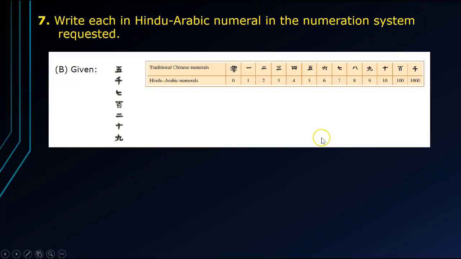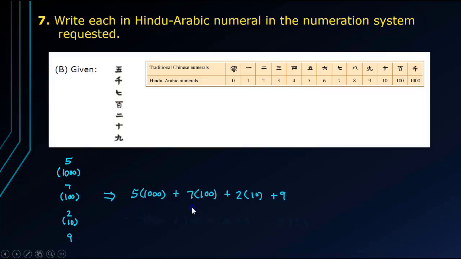Traditional Chinese, same thing. When I look at this, I have this symbol here, which means 5. This goes along with 1,000. So I have 5,000, 700, 2 tens, which would be 20, 9. So 5 1,000s, 7 100s, 2 tens, and a 9, which would give me 5,729. So pretty straightforward with that one.